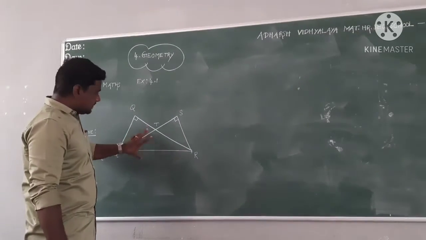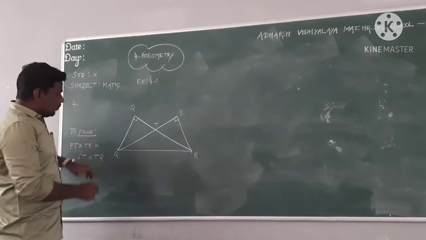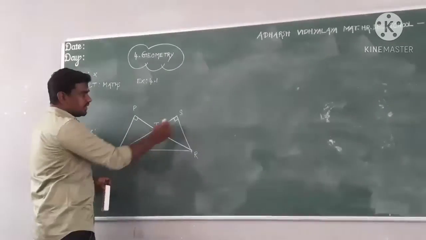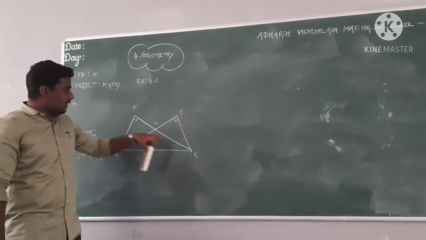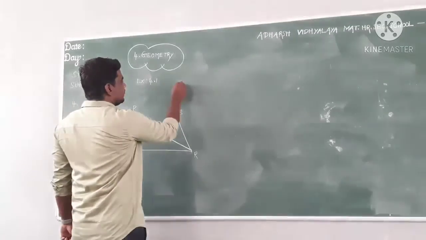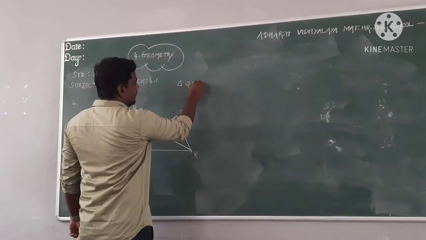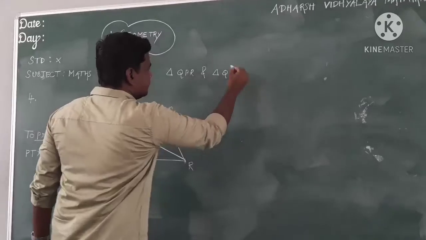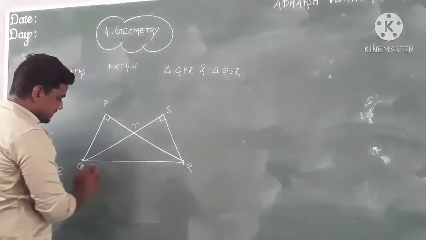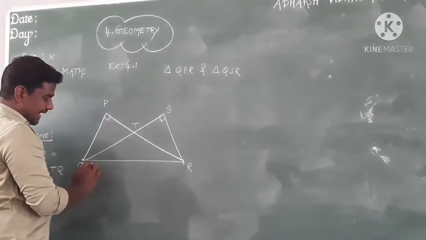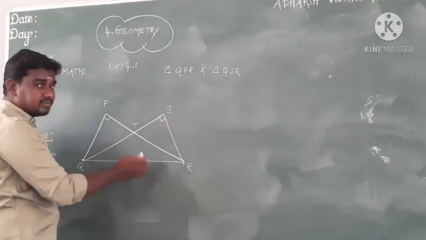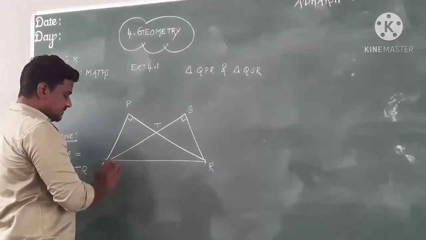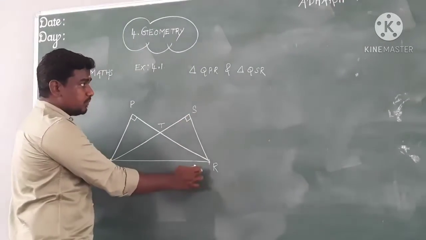Look at the diagram. Here there are two triangles, namely QPR and QSR. Both triangles have the same base, that is QR, as well as the same side. This QR is one of the sides of the triangle QPR, as well as of the other triangle QSR. I hope you understand this.